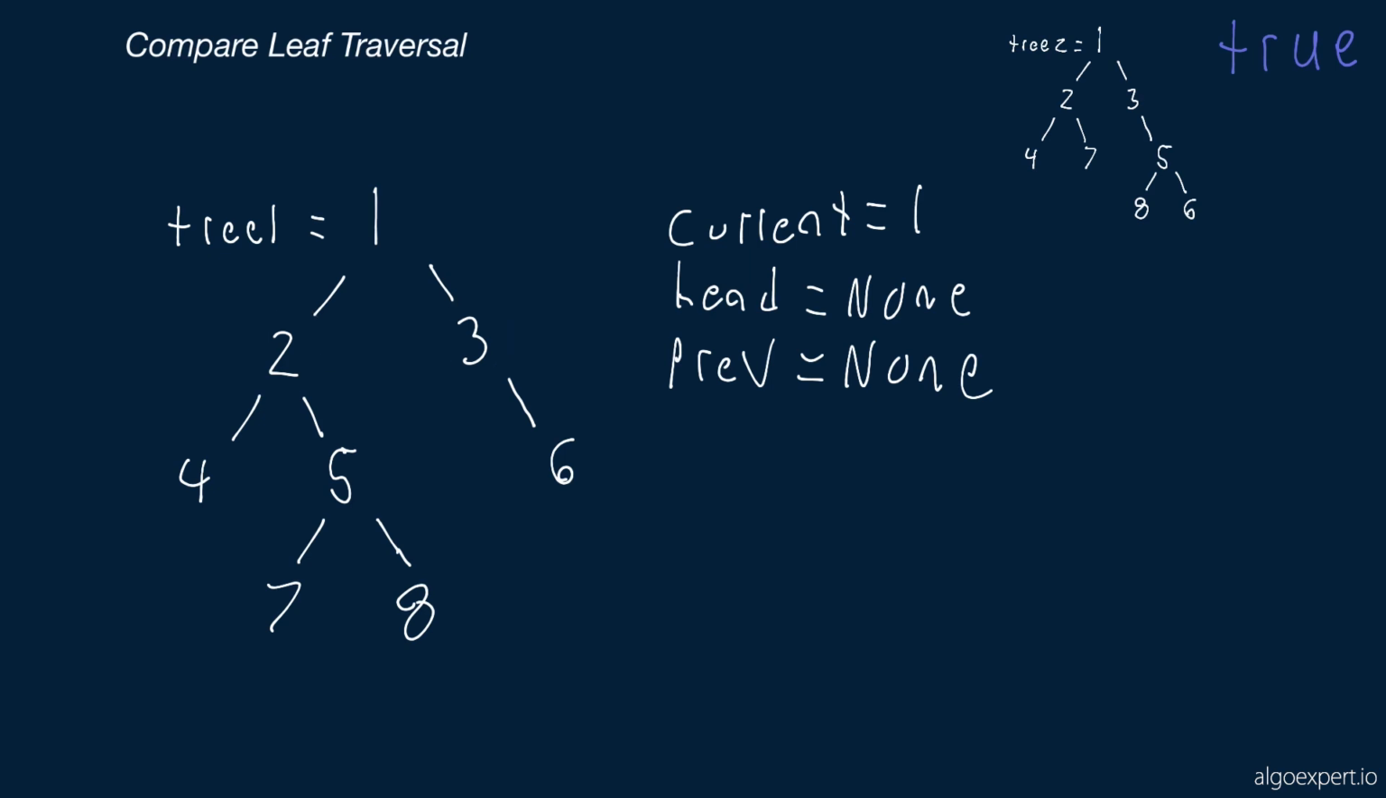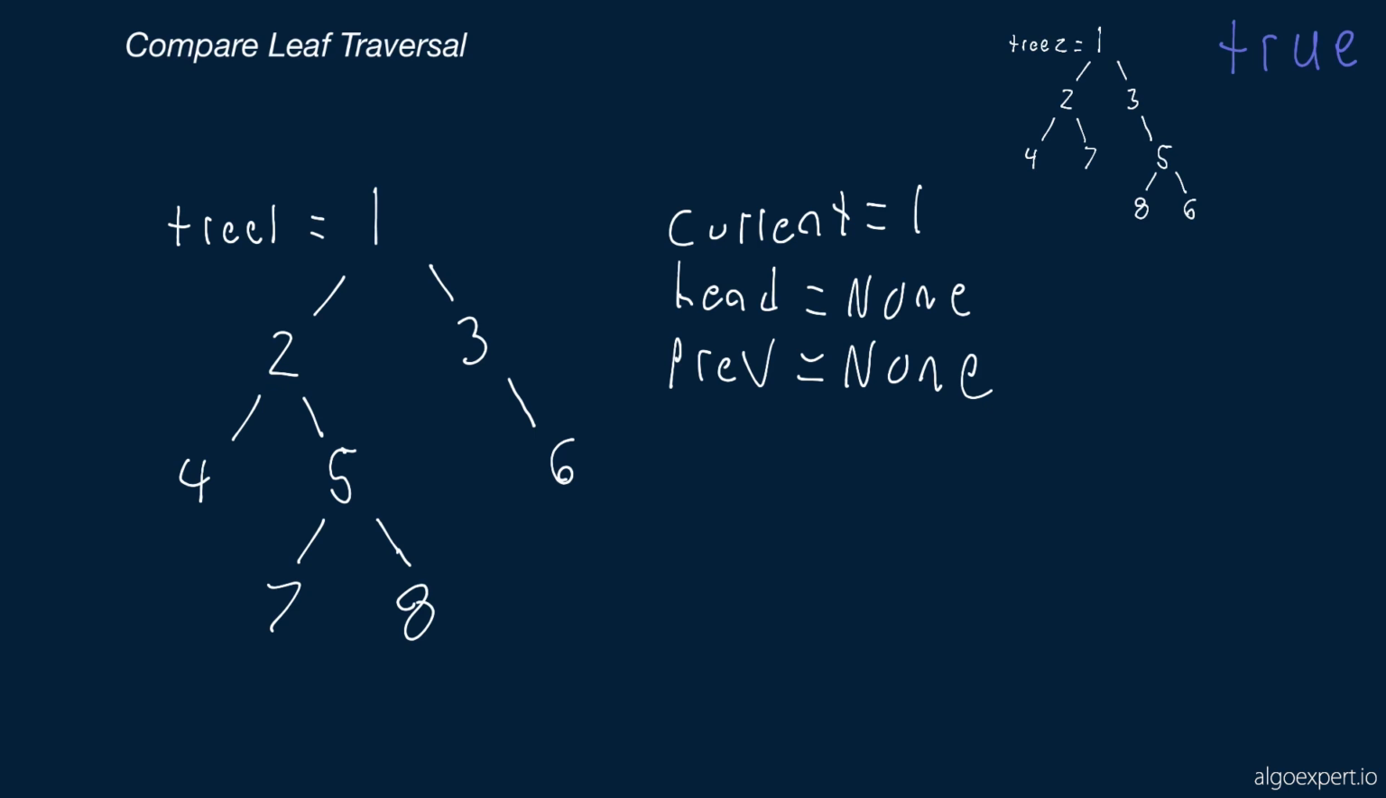So from node 1, we're going to recursively call the same function, which is going to try to create a linked list out of all of the leaf nodes rooted at node 2, and then all of the leaf nodes rooted at node 3. So really what will happen is when we call this function on node 2 and we call it on node 3, both of these will return to us the head node of their linked lists and then the previous node of their linked list as well. And this way we can then connect these two independent linked lists together.